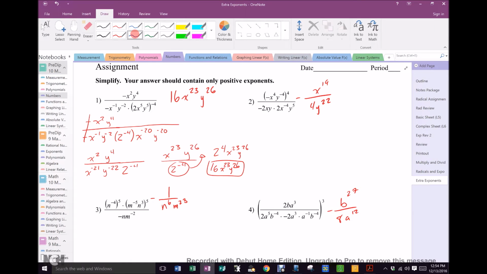Do I need to do the second one? All right. In the numerator, I will get negative x to the 16th, y to the negative 16th, over negative 2 times 2 is negative 4, x to the 1 and x to the negative 4 is x to the negative 3, y to the 1 and y to the 5th is y to the 6th. Two negatives make a positive, but we've got to come back and check that in a second.